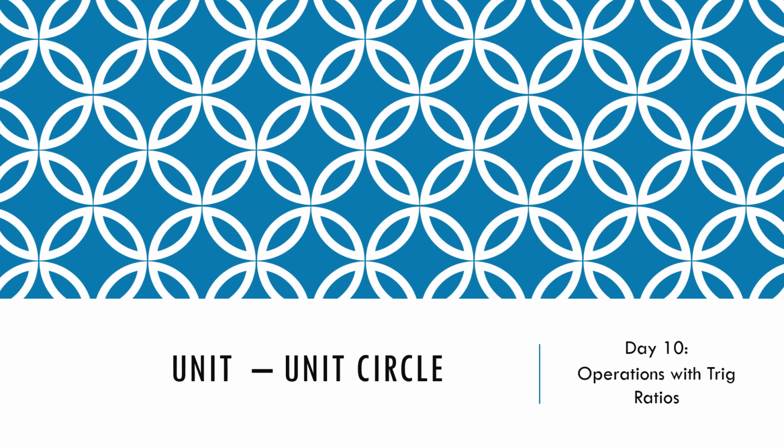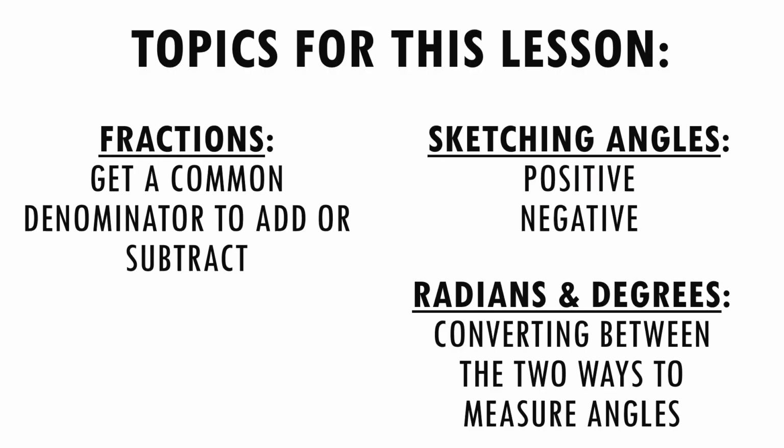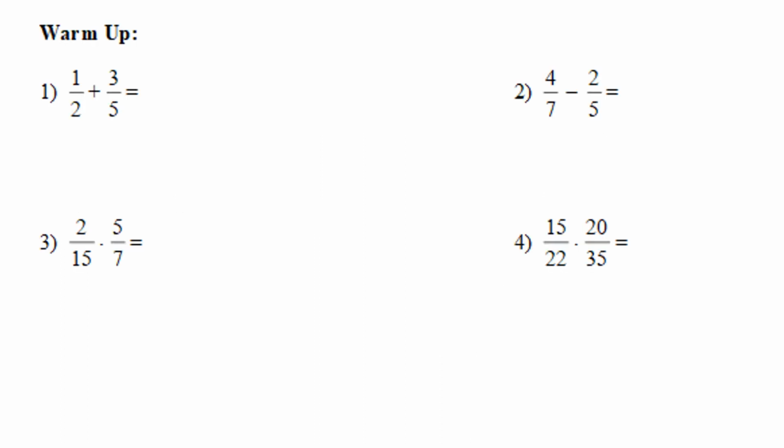All right, in this lesson with our unit circle, we are actually going to work on operations with the trig ratios as we go around the unit circle. So we're going to need to be able to get a common denominator so that we can add or subtract our fractions. We don't necessarily have to sketch our angles or convert between radians and degrees, but we have those there as options in case we need to help us simplify our problems.